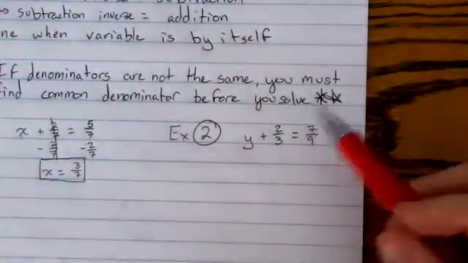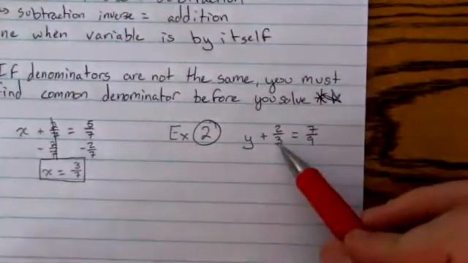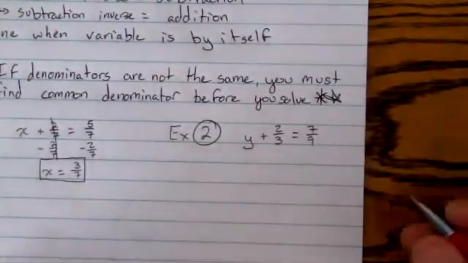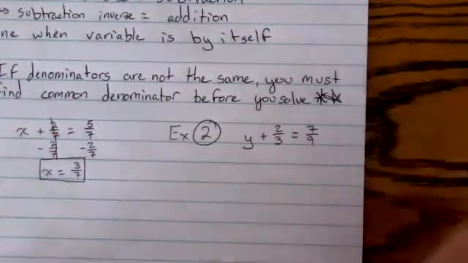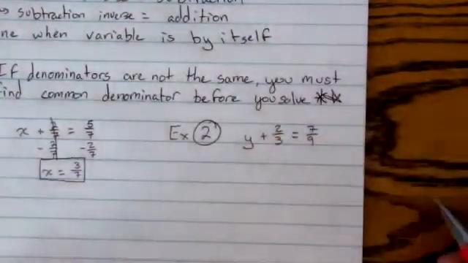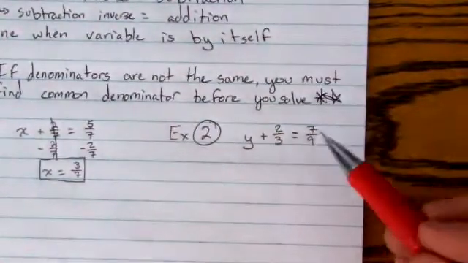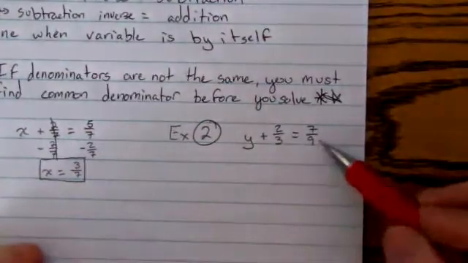All right, let's look at our stars. If denominators are not the same, we must find a common denominator. Well, here we have a 3 and a 9, so they're not the same. So we need to find a common denominator. So before we do any math, we have to find the common denominator. You can either do the cross multiplying, or you can notice that 3 goes into 9.